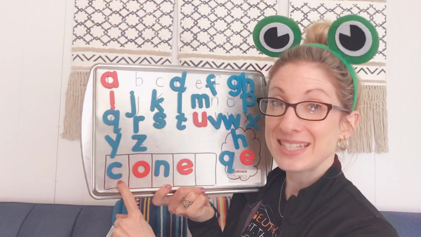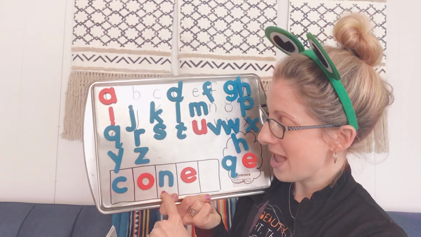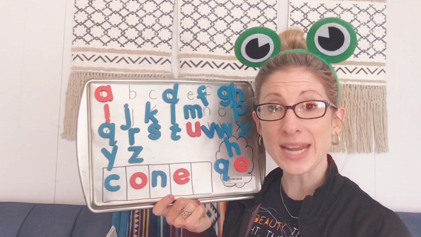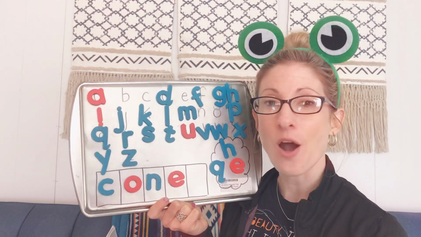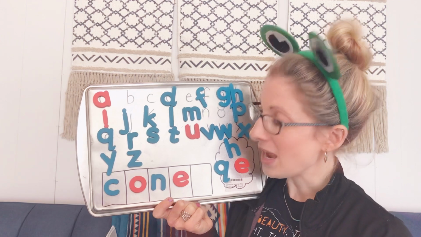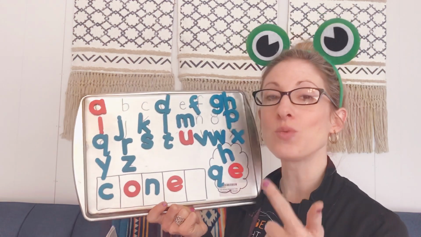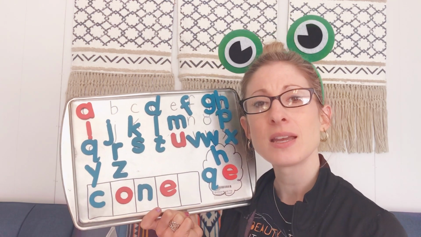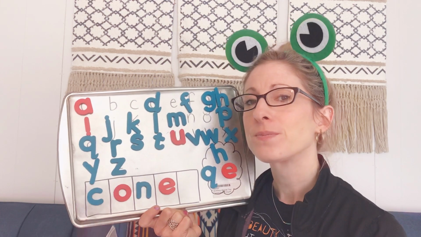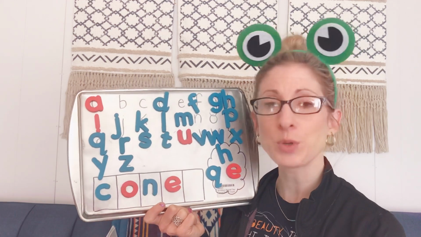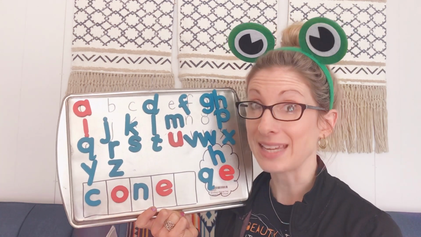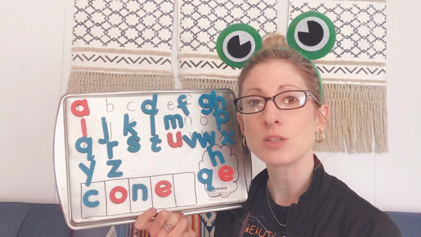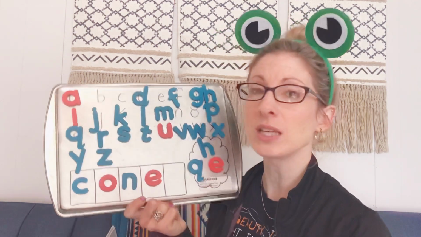Here we go. C-O-N-E. Cone. Will you write it down for me? C-O-N-E. After you've created it, then you write it, then let's put it in a sentence. Can you think of a sentence with cone? What is a cone? I can put a cone on the ground. I can eat an ice cream cone. Can you make a sentence? Go ahead and make a sentence. You can write it or you can just say it. Let's make the next word.